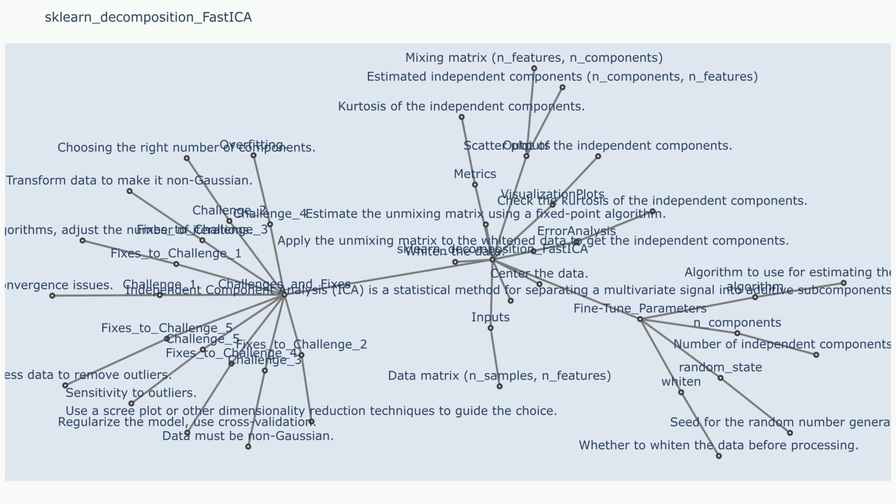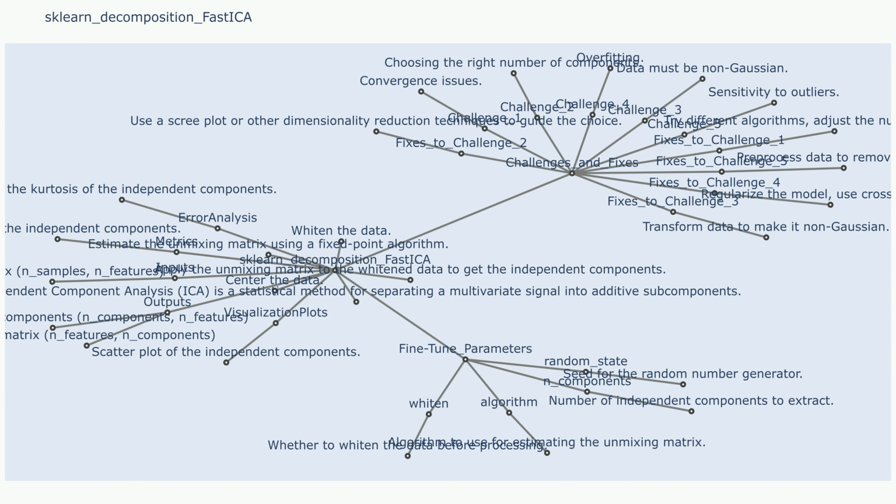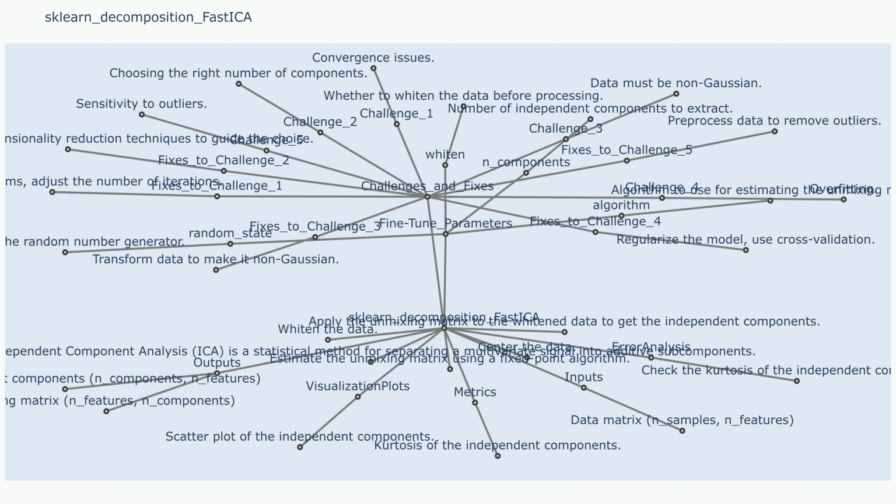sklearn.decomposition.FastICA. Description: FastICA is an algorithm for independent component analysis (ICA), a statistical method that aims to separate a multivariate signal into additive subcomponents that are as statistically independent as possible. It is a widely used technique in signal processing, machine learning, and other fields where data can be modeled as a mixture of independent sources.